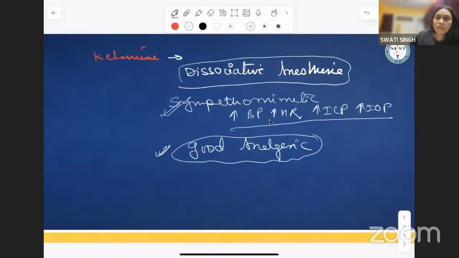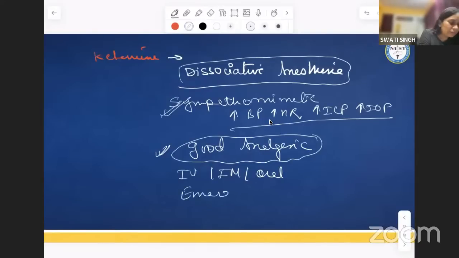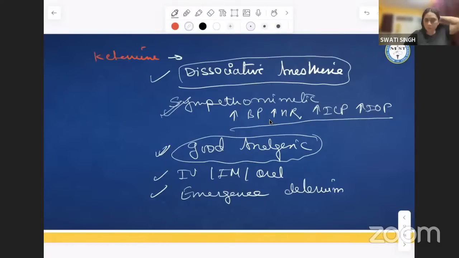Then, next very important point about ketamine: ketamine can be given by any route. I can give it IV, I can give it IM, I can give it oral. So it can be given by multiple routes, even rectal. And next, it causes emergence delirium. If you remember these 5 important points, you will not miss a question on ketamine.